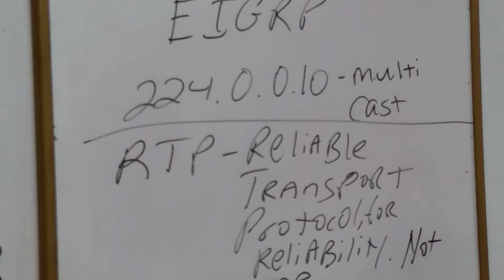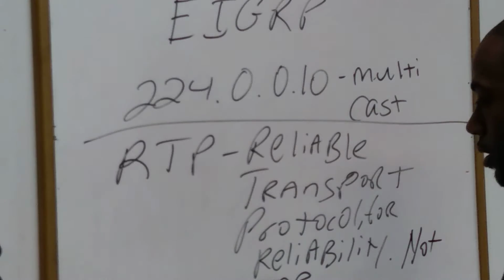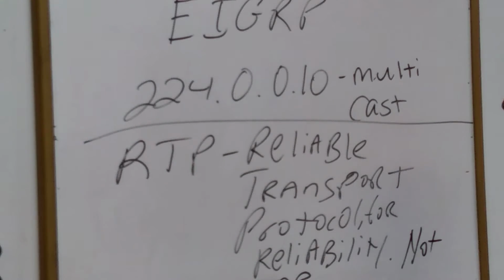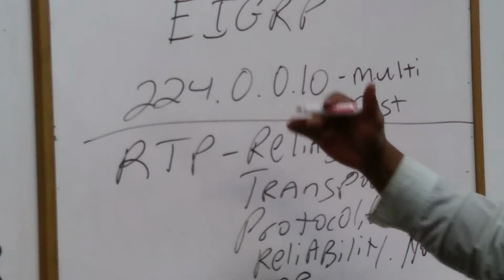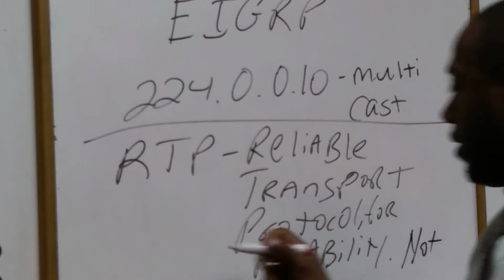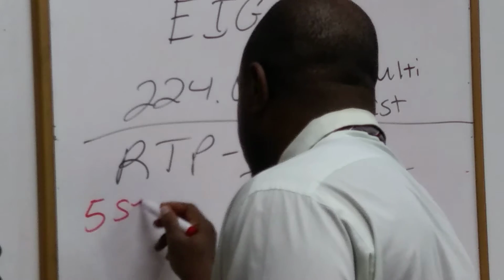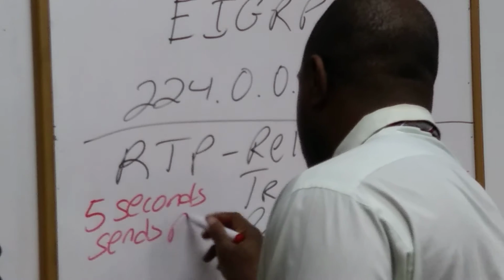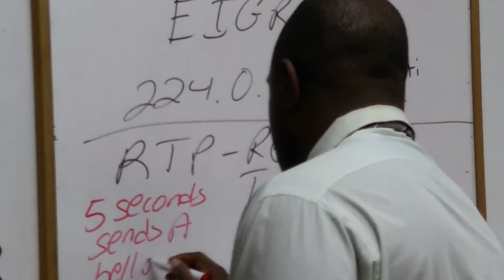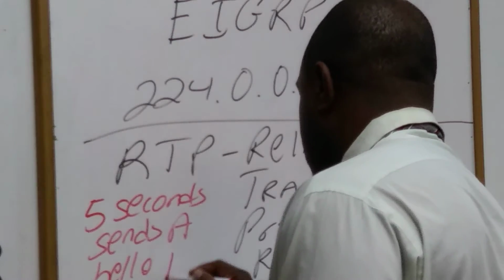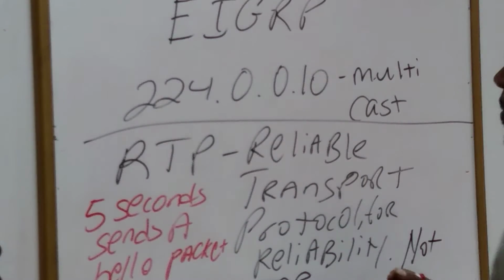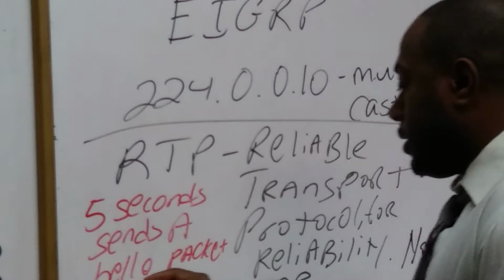Okay, now also EIGRP has a default hello timer. So a router is going to send EIGRP hello packets. Remember the HUQRA, hello, update, query, reply, and acknowledge, every 5 seconds, right? So every 5 seconds, EIGRP is going to send a hello packet.